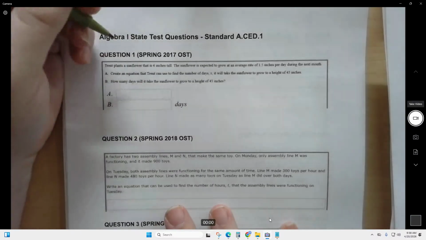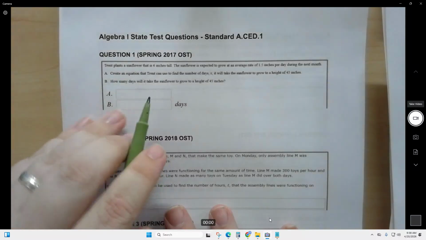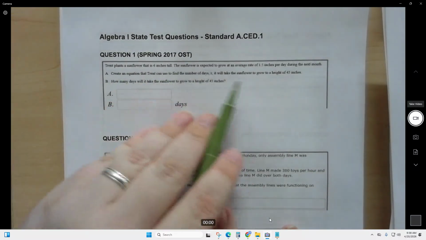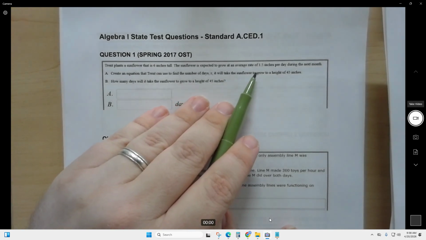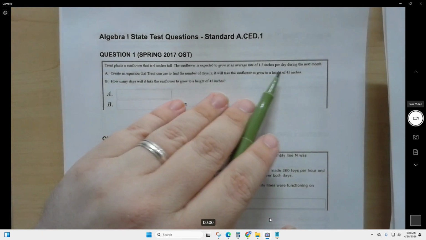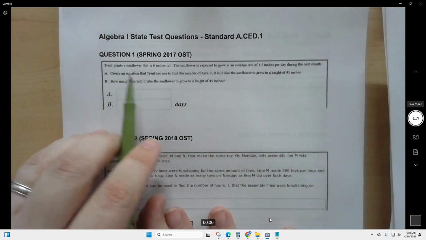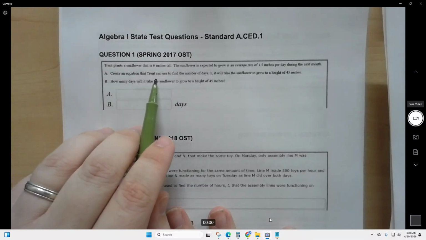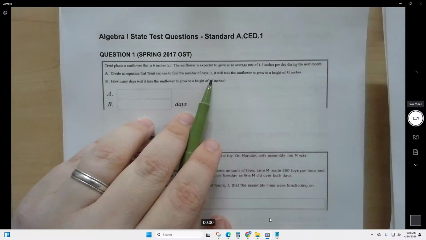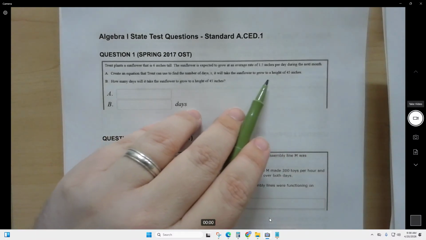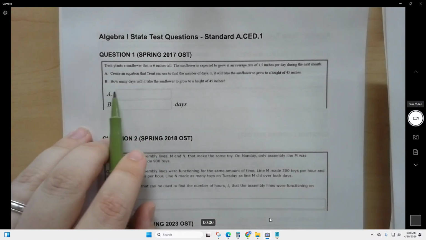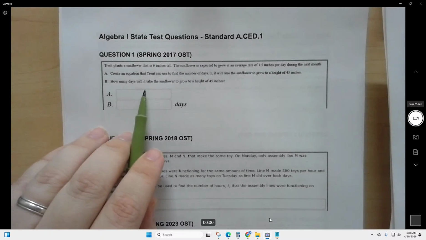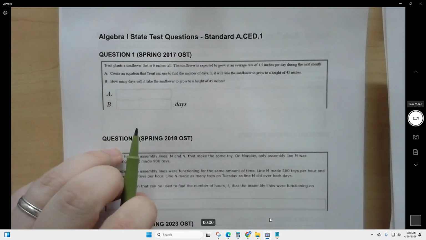Question 1 from the spring 2017 OST. Trent plants a sunflower that is 6 inches tall. The sunflower is expected to grow at an average rate of 1.5 inches per day during the next month. Part A, create an equation that Trent can use to find the number of days x it will take the sunflower to grow to a height of 45 inches. And part B, how many days will it take the sunflower to grow to a height of 45 inches?